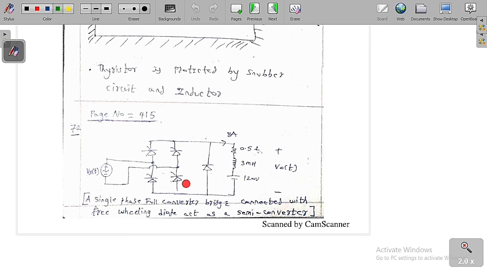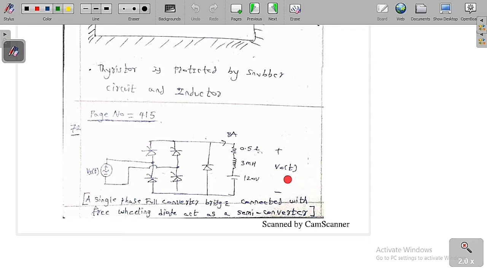You can see clearly here, this is the circuit diagram. In the question they are asking about a single phase full converter SCR bridge with a freewheeling diode, which means this is a single phase full bridge converter with a freewheeling diode. Overall this is going to act like a semiconverter. I have already told you this important concept. Whenever for a single phase full converter you keep a freewheeling diode, it acts like a semiconverter. This is the supply voltage Vs of t, and this is the load they have given, an RL load with R value 0.5, L value 3 millihenry, and E value of 120 volt.